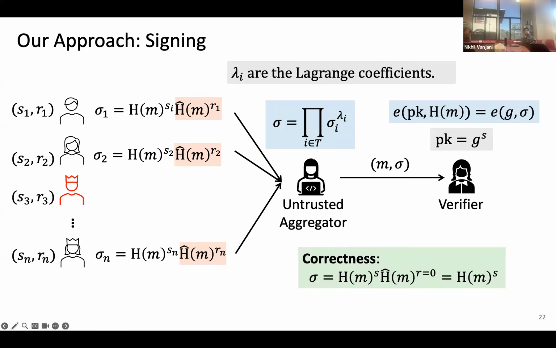Why this works is precisely this reason. This is a Lagrange interpolation in the exponent of the constant. This interpolation will happen for both polynomials. So we get the hash of the message raised to S, and H-hat of the message raised to R. The constant term of the R polynomial we expected to be 0. So this term goes away, and we get exactly the BLS signature.